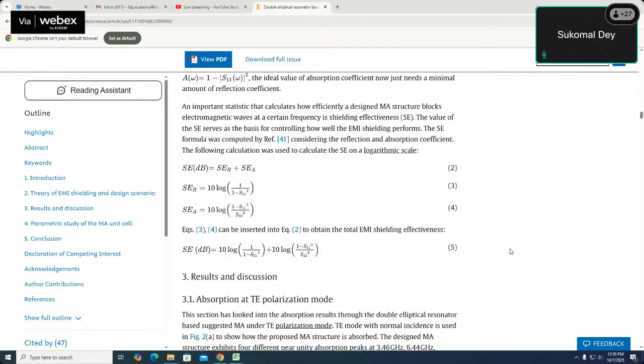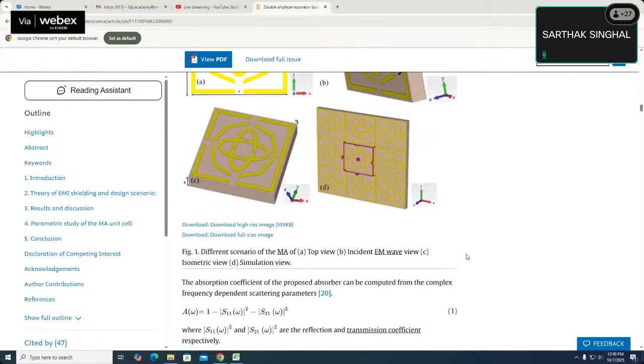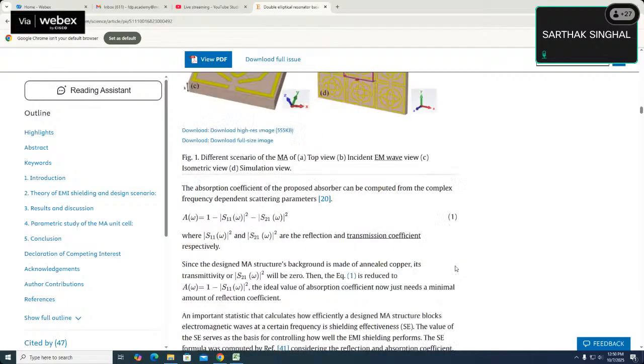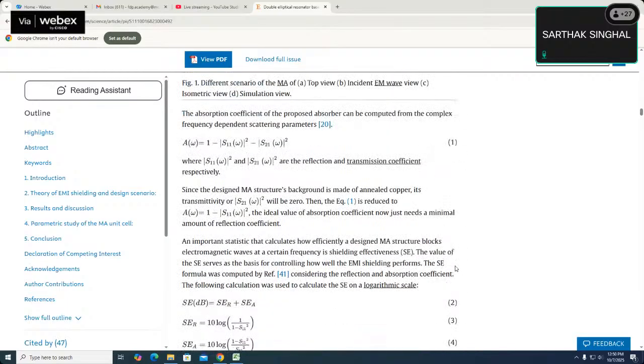I'm not getting what you are saying. I am saying that if there is no reflection, right? So Vikram, kindly scroll the paper a little up, where we can see the equation of absorption and the shielding effectiveness.